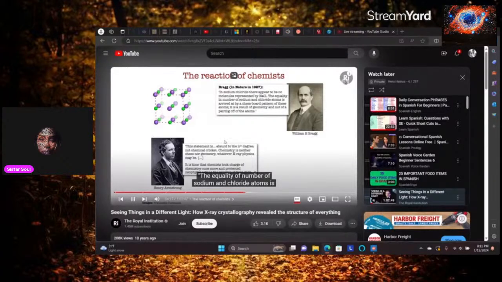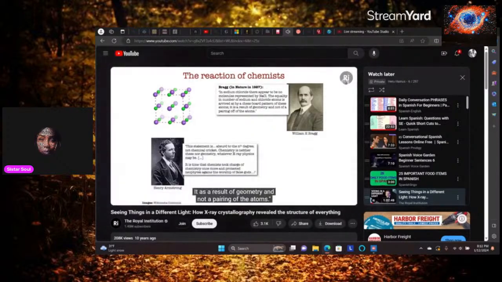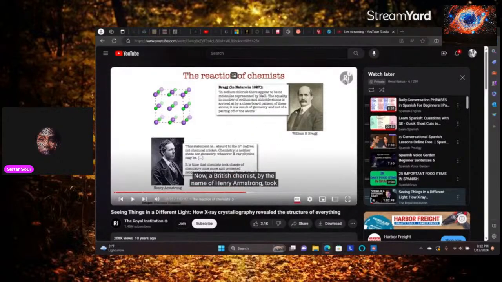The equality of number of sodium and chloride atoms is arrived at by a chessboard pattern of these atoms. It is a result of geometry and not a pairing of the atoms. So he's saying it's a result. This man in crystallography, Bragg, who's leading this movement, he's saying it's a result of geometry, or earth shapes, or crystals coming together, bonding. This isn't molecules sticking together like we showed you in those books. He said, you better get your head out of the clouds. So this is what this man says, because he's in disbelief. All right, let's let him continue.